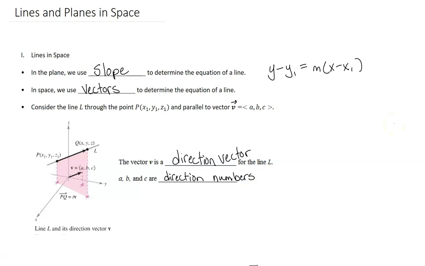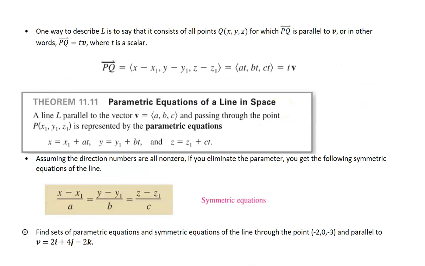And just as a side note, it's important to remember you may see this written in either of the formats, with the coordinate component form like this, or you may see a vector written in unit vector form, ai plus bj plus ck. So those mean the same thing. So let's talk about how we represent, or describe, a line.